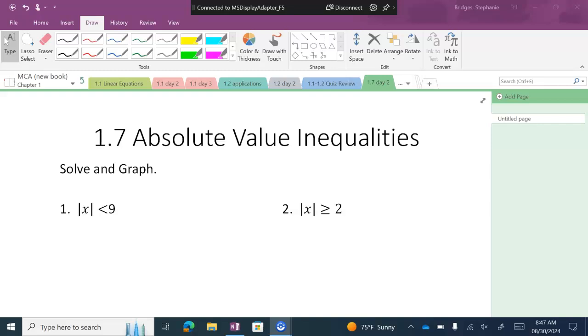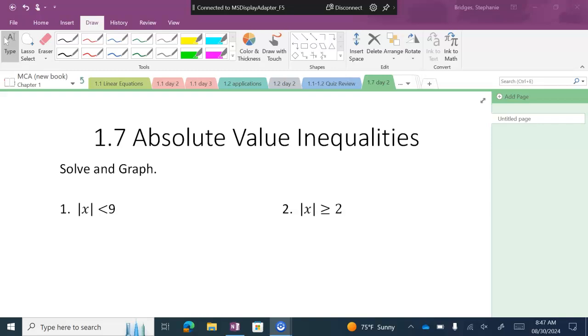What kind of graph is this? And what was my original inequality? The symbol, greater than or less than? Greater than. Does that make a little bit of sense on why we shade where we're shading right now?